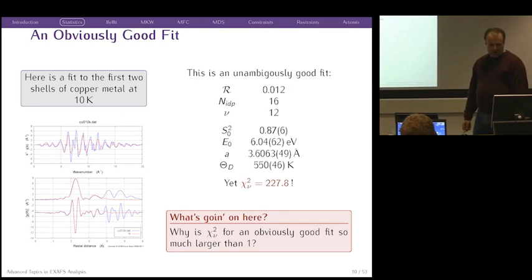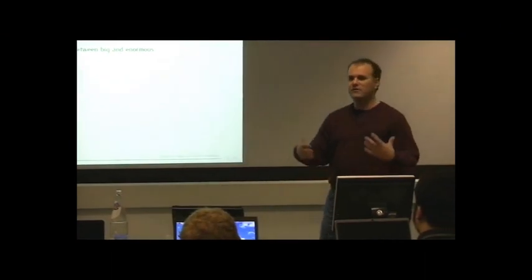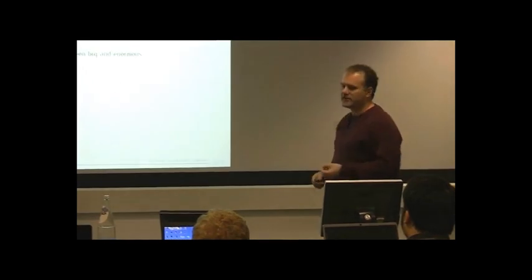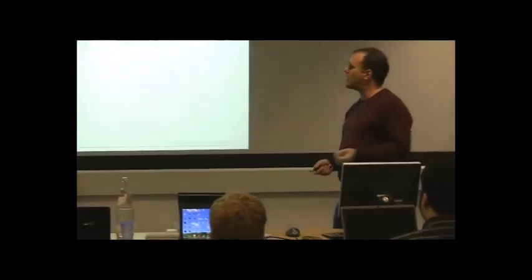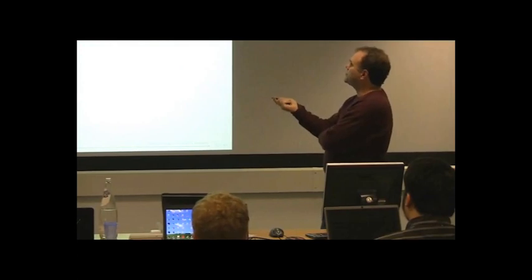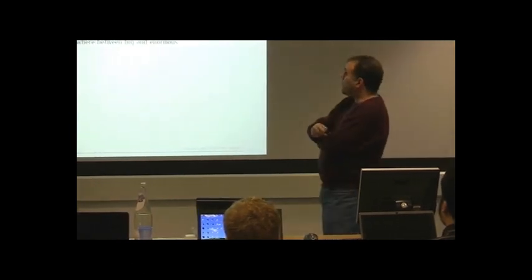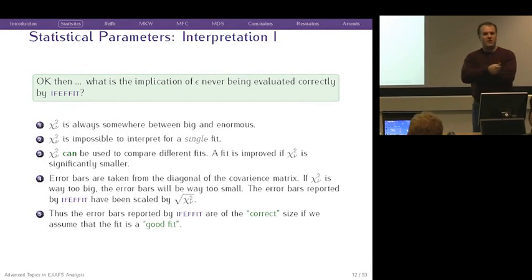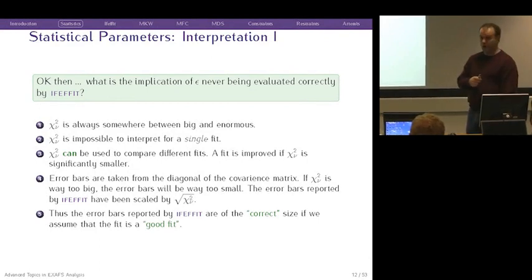So, all right, again, is it time to close the book and go home and do something else? Well, no. We can still back our way out of this problem of not properly determining the statistics of the measurement, and here's how it goes. So we just accept that epsilon is never evaluated correctly. We live with that and move on. The result of epsilon always being under-evaluated is that reduced chi-squared is always a number that is between big and enormous. Almost never 1. Once in a blue moon, it will be 1.